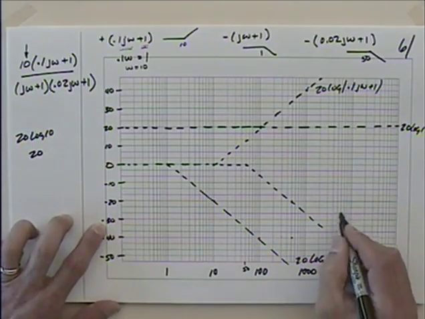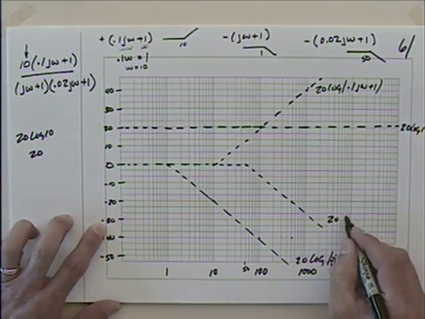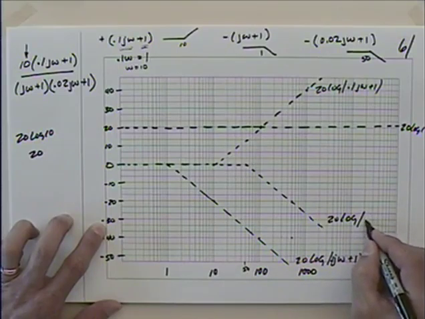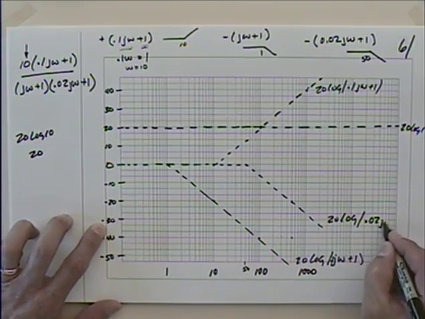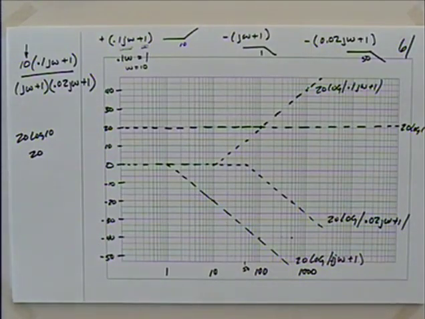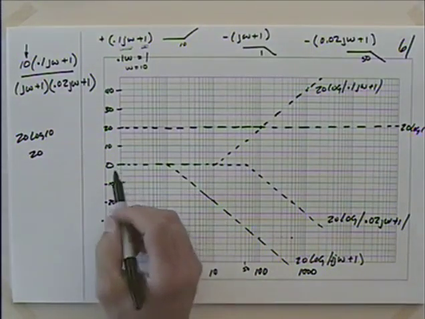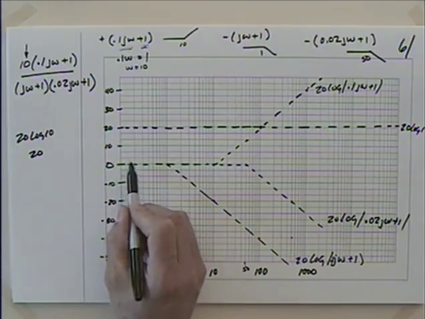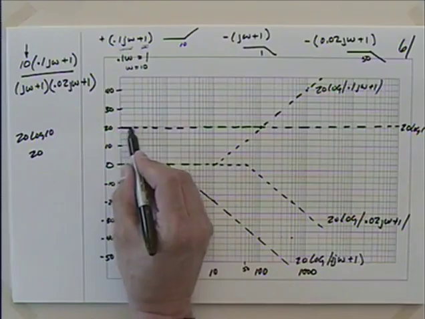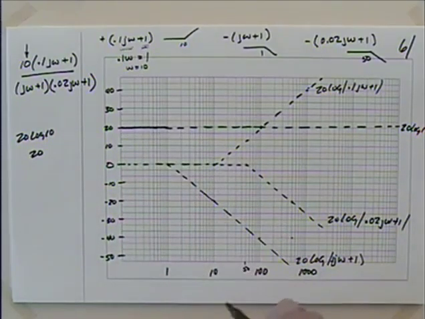So there is 20 log of 0.02 j omega plus 1. So then I just have to put them all together. So if I take this 0 plus 0 plus 0 plus 20 gives me 20, right? In fact, that's the same until I get to this point.